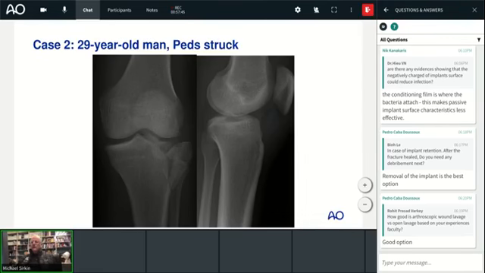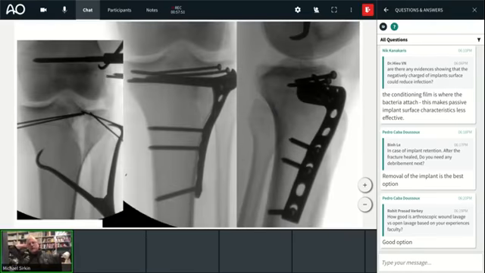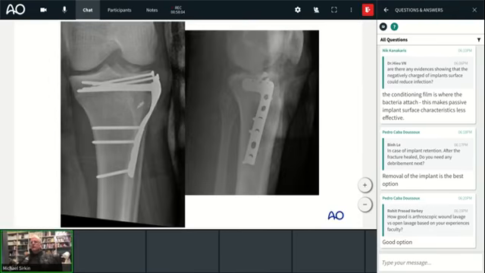And here we have a 29-year-old with a tibial plateau fracture. You can see here some intraoperative films and a reduction. So probably a little bit better reduction in this case. And here we see some follow-up.